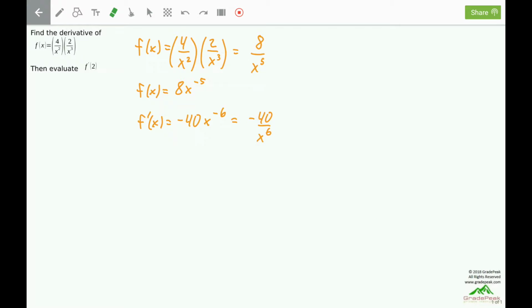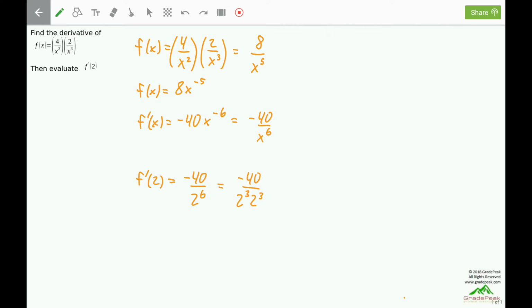And there's our derivative. The other thing we need to do is evaluate f prime of 2. f prime of 2 needs us to plug a 2 in for all the x's. So we will have negative 40 over 2 to the 6. 2 to the 6 is a lot of 2's multiplying each other, but since it's an even number, you can break it in half and say 2 cubed times another 2 cubed. You can always break into pieces.